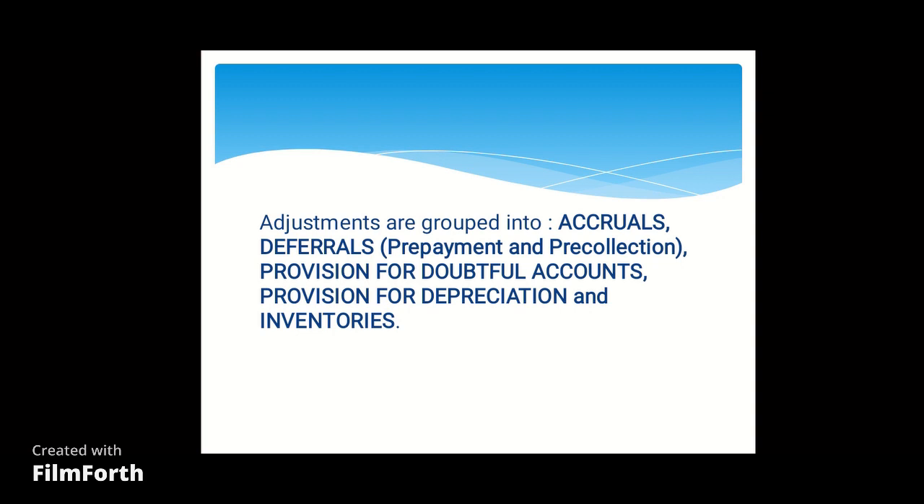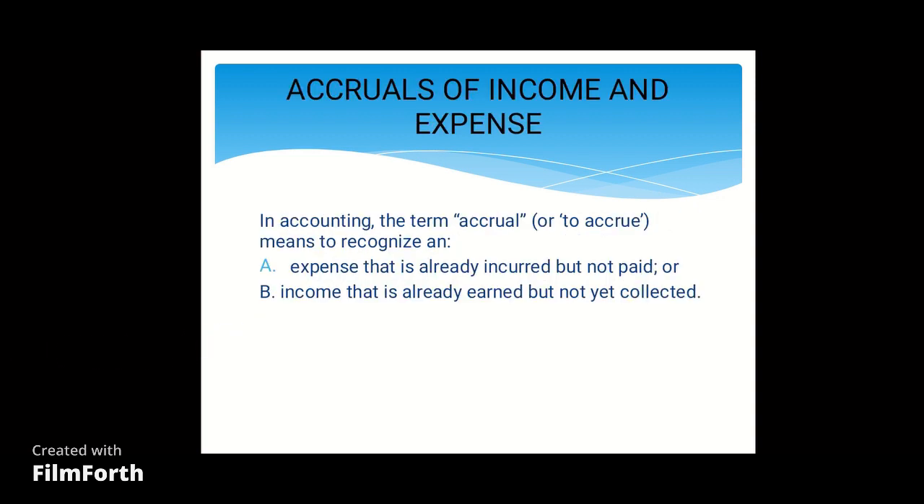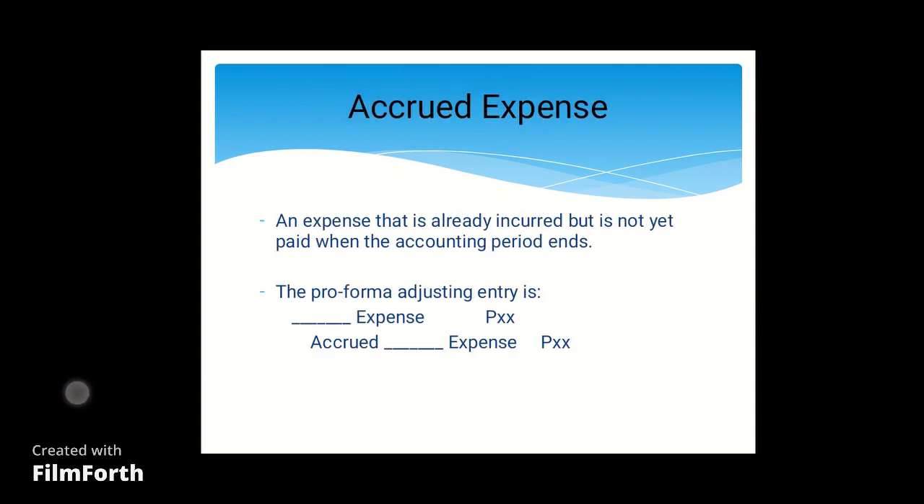So adjustments are grouped into accruals, deferrals, provision for doubtful accounts, provision for depreciation, and inventories. So, accruals of income and expense. In accounting, the term accrual or to accrue means to recognize an expense that is already incurred but not paid, or an income that is already earned but not yet collected.